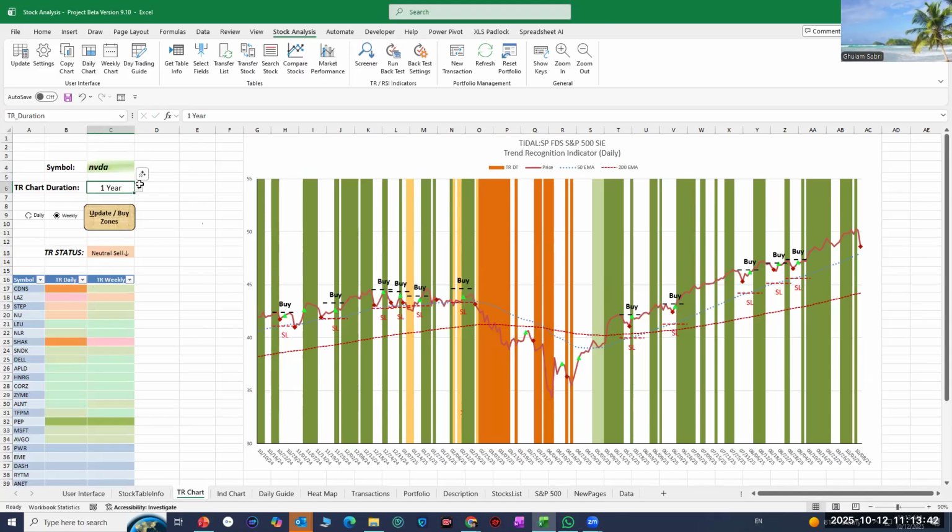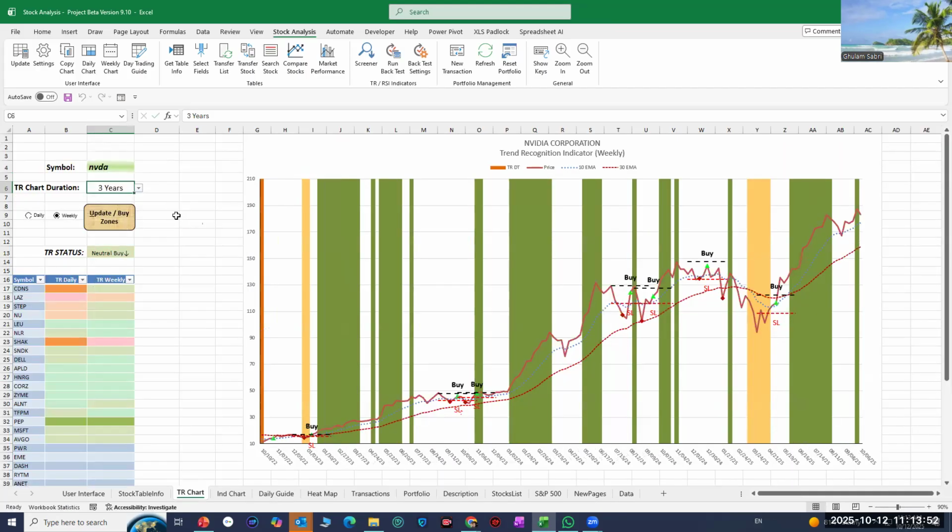And maybe NVIDIA, we plot for 3 years on weekly charts. Now I'm a long-term buyer. Disclaimer, I own NVIDIA positions as well. So let's say you are here, you bought at this breakout, which gives you a very good signal on buy point.